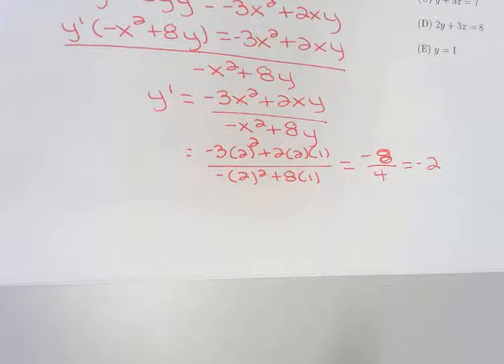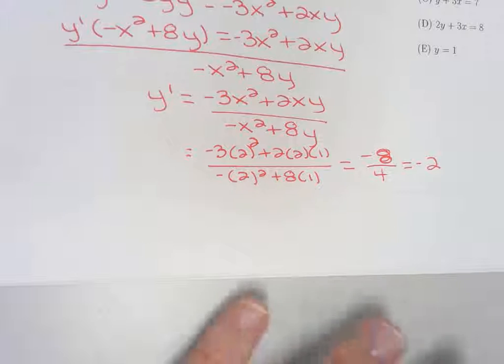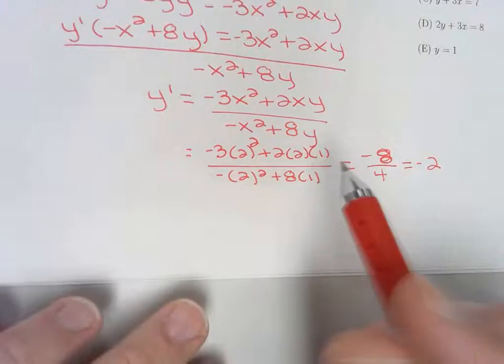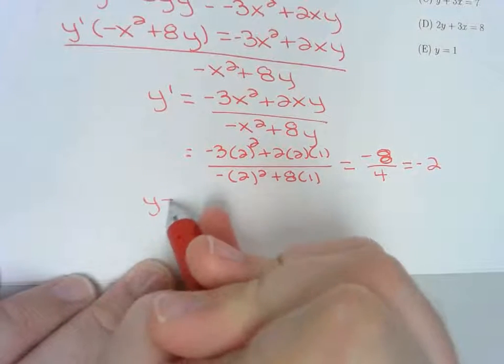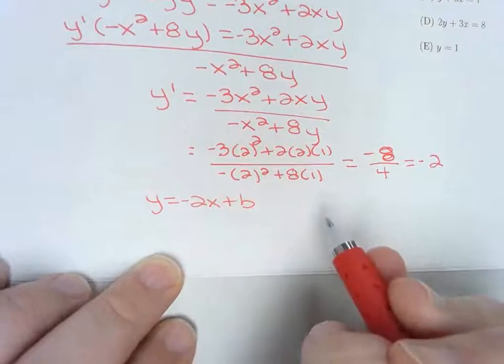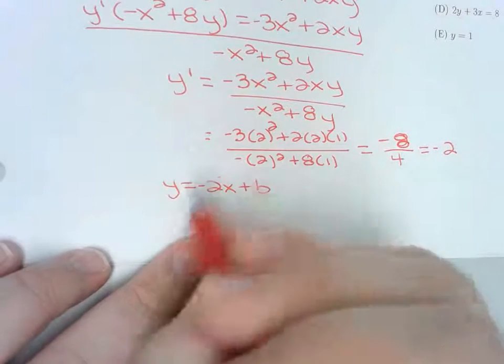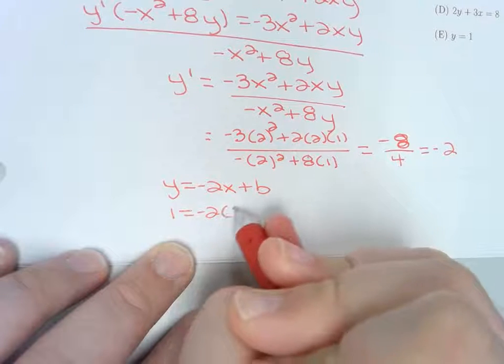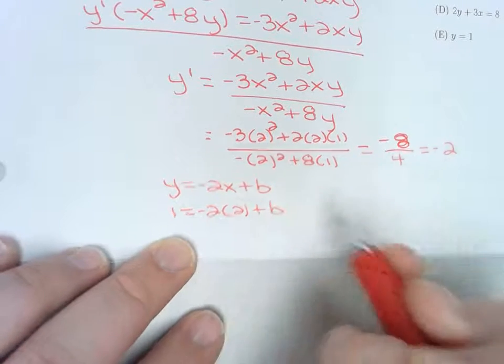So really what you can do, you don't necessarily have to continue. I'm going to go ahead and continue just in case it's a short answer one on the final and you don't have multiple choice. So here's my slope, y equals -2x plus b. Now it's like algebra 1. Plug in x and y, find b. So 1 equals -2 times 2 plus b.